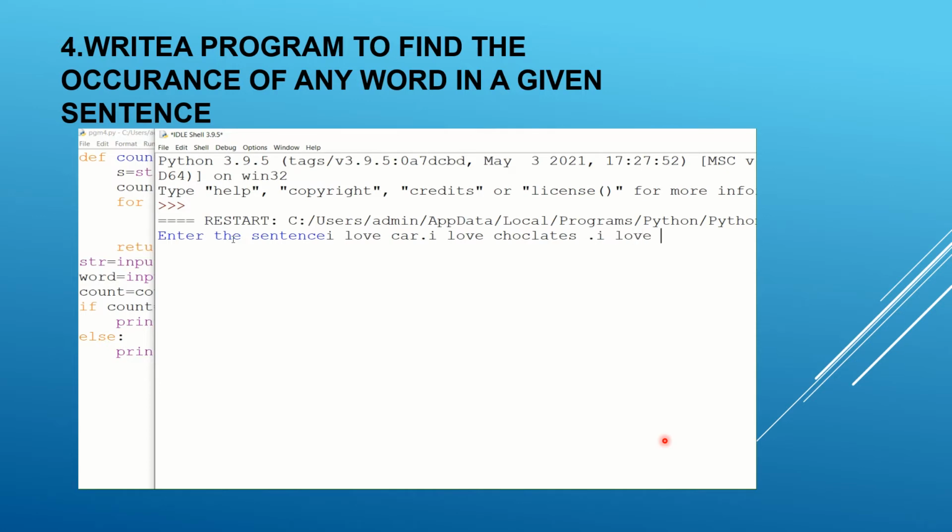See here, children, I have typed: I love car, I love chocolates, I love traveling. Now the word which I want to search for is love, so it is occurring. Love occurs 3 times in the particular sentence. That's what I wanted to find here. Okay, the only thing you want to keep in mind is that if you want to find the word, we need to keep in mind the split function.